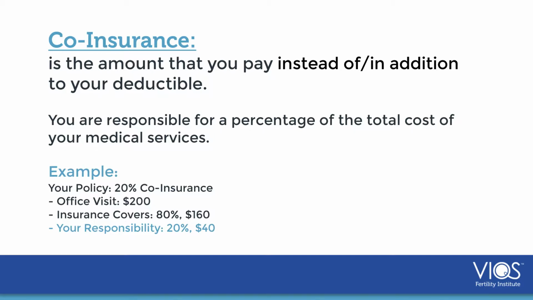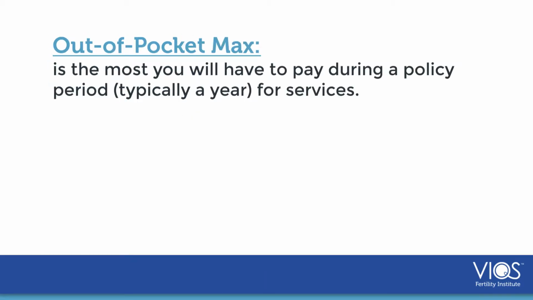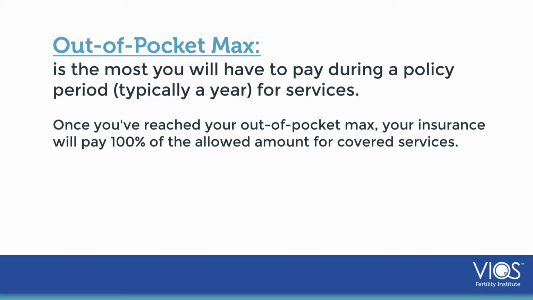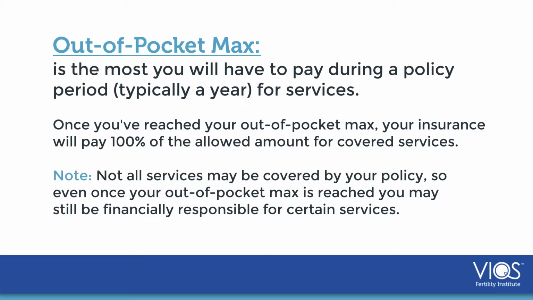Your policy will have an out-of-pocket max limit, which is the most that you will have to pay during your policy period. If you reach that dollar amount, your insurance will then pay 100% of the contracted rates for your covered services. Prior to your first appointment, our team will reach out to your insurance company to find out what type of infertility coverage you have.